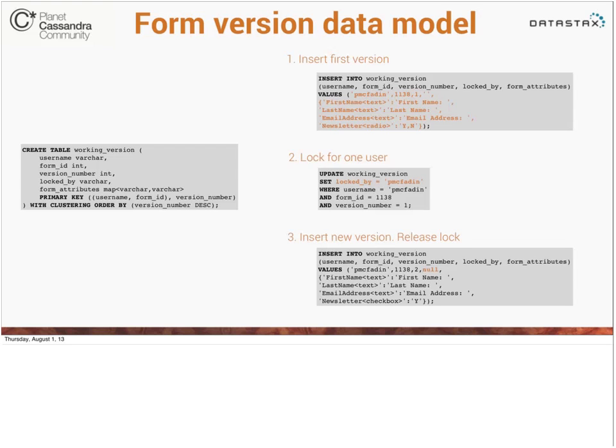So how do I do this? When I insert my first version, that's in the system. Now whenever I start editing it, for me, this is an application concept. So whenever someone logs into my site, they say, okay, I'm going to work on that form. When they click on that, we just do a single write. We say locked by this person, and I'm going to do an update where username equals Mcfadden, the form ID equals 1138, and I have a particular version that I'm locking, and that's cool.